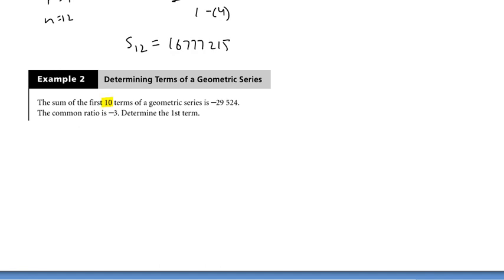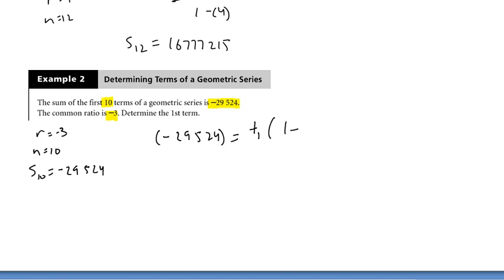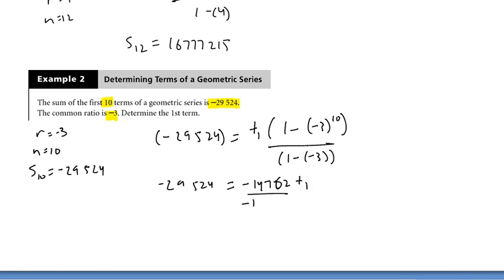Okay, so in this one, it's telling us there are 10 terms, there's the sum, and the common ratio is -3. So we know the common ratio is -3, we know that we've got 10 terms, and that S10 equals -29,524. So we'll plug everything we know into the formula. And when we punch all that into our calculator, we get -14,762 T1. So we get T1 equals 2. So our first term of that geometric series would be 2.